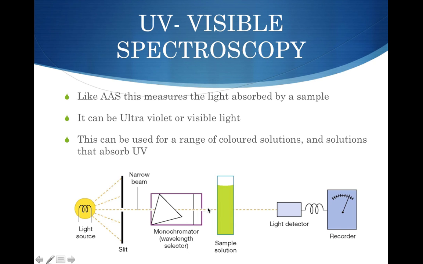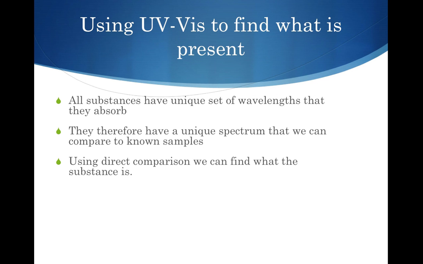And we pass it through our sample, which is now a solution for UV vis, and we detect how much light is absorbed. We can use it to find out what's present because each substance is going to have a unique set of wavelengths that they absorb, and we can therefore compare it to see what it is.